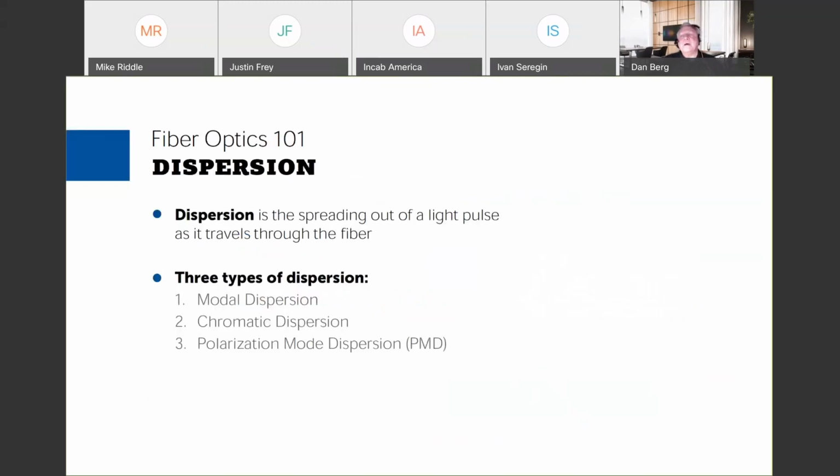Dispersion. This is the spreading out of the light pulse as it travels through the fiber. And to a large degree, this limits our bandwidth for a fiber, because as these pulses spread, they remove the gaps between the two pulses. And when it gets to the other end, it looks like one pulse over several pulses, and it creates errors, what we call bit errors. The types we're going to be talking about are modal dispersion, chromatic dispersion, and polarization mode dispersion.